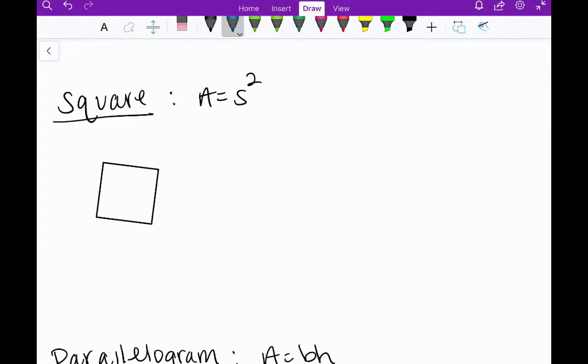Square is even easier. It's really the same as a rectangle, but because all the sides are congruent, it can just be considered as s squared. Which is going to be the same as length times width or base times height, but they're all the same, so it's just easier to say s squared. So if s equals 8, then the area of the square is 8 squared, which is 64 units squared.